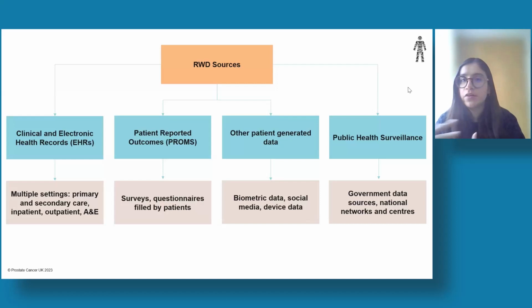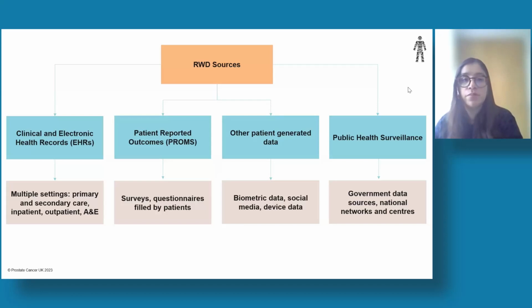There are a variety of sources that can give us access to real-world data. These include clinical and electronic health records. So these are also known as real-world data registries. And these records can come from multiple settings, including primary and secondary care, inpatient, outpatient, and A&E. For secondary care, an important one is hospital episode statistics that includes data on inpatient, outpatient, and A&E treatment.